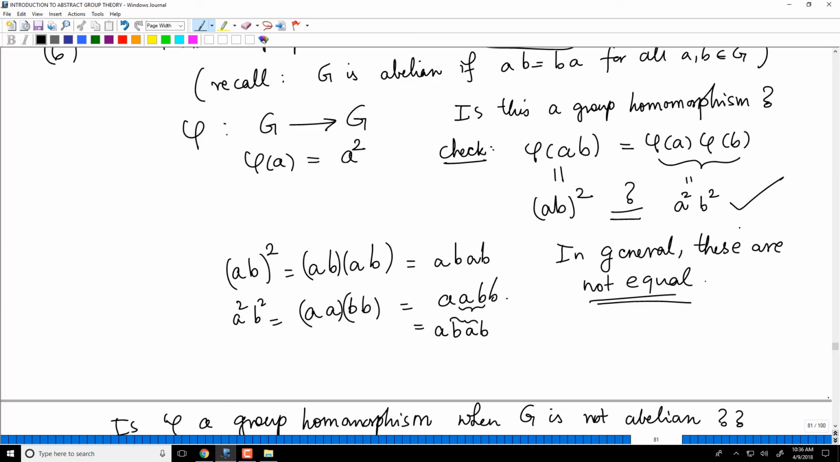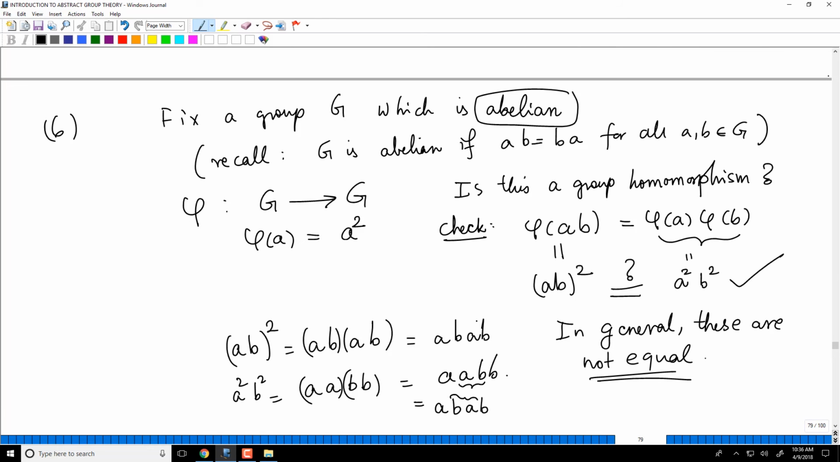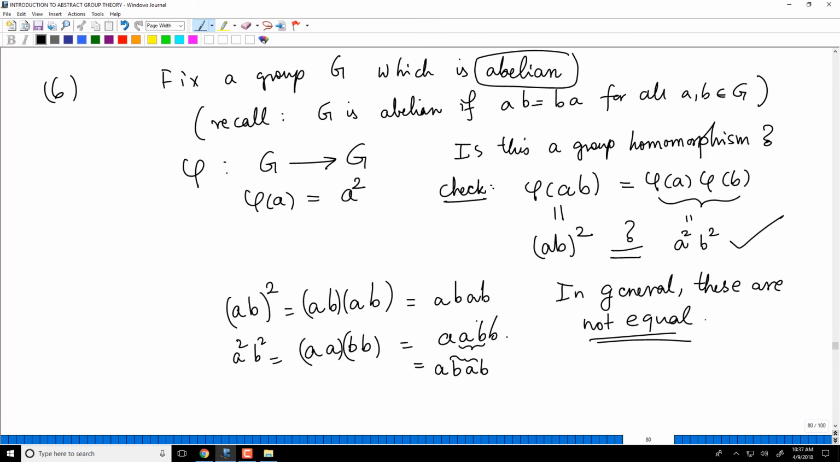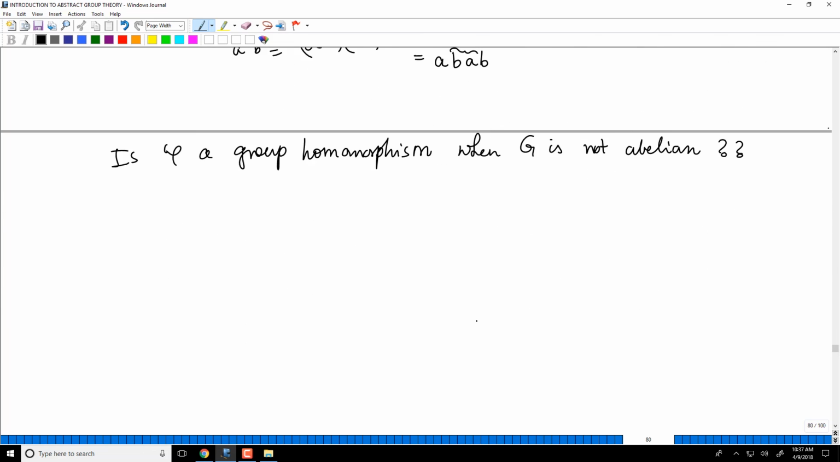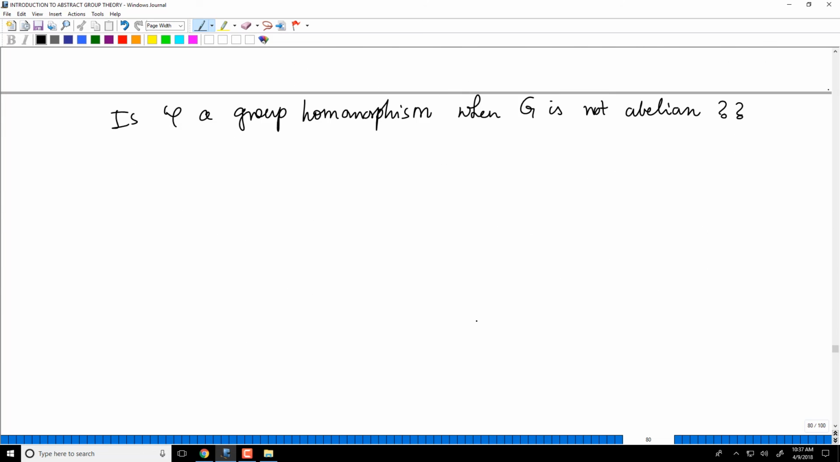Note that our proof here suggests that it need not be, because in general we may not be able to interchange a and b here. But unless we get an example, we can't be sure. Just because the proof that we are trying to give here does not work in the non-abelian case, the statement itself is not necessarily wrong for the non-abelian case. Maybe there is some other proof. So unless you give an example where this is not a group homomorphism when G is not abelian, you can't conclusively settle this question.